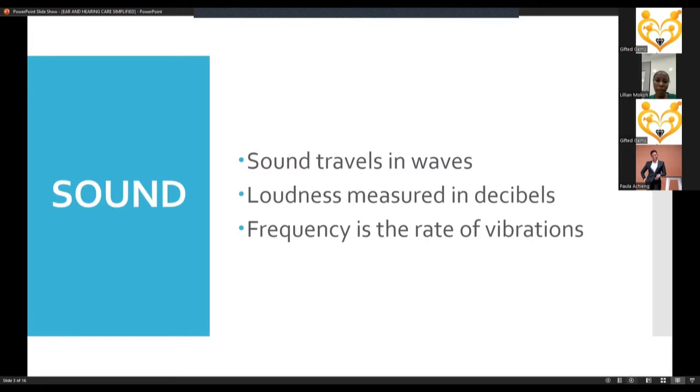When you want to talk about how the ear works, we are going to concentrate on how the ear works to help us to hear. And when you look at the next picture, we say that sound usually travels in waves, and we usually measure the loudness of sound in decibels. We also have a variable called frequency, which is the rate of vibrations for that particular sound that we are listening to. So these are the three main things that we need to know so that now we can understand how the ear works. So the next slide will tell us about how the ear works.